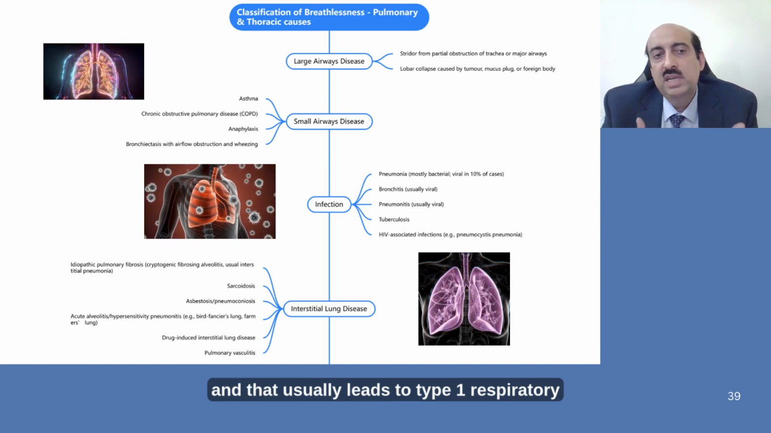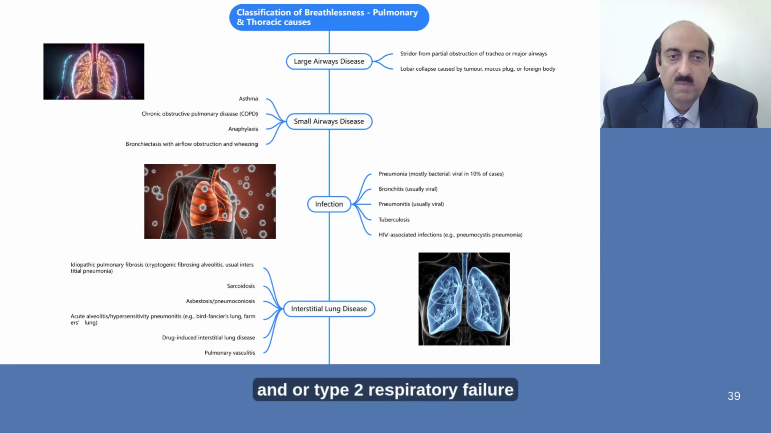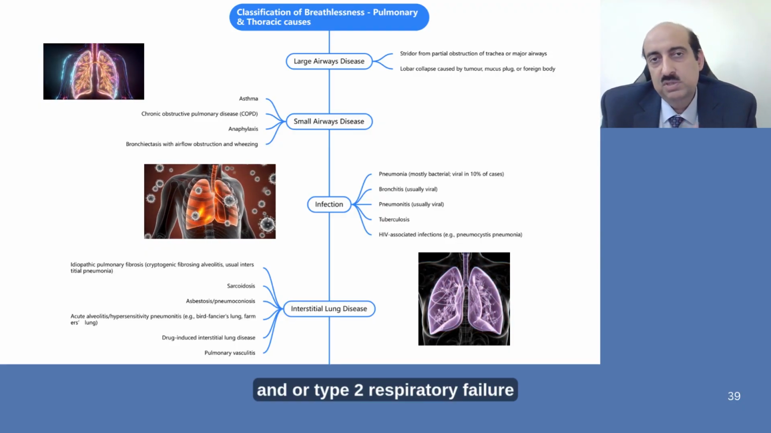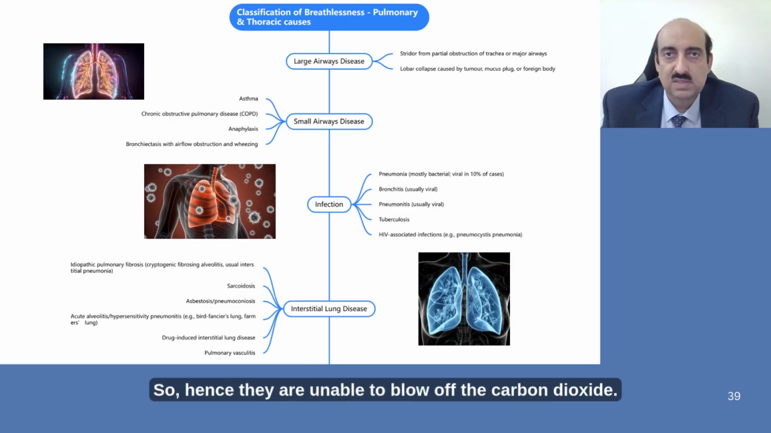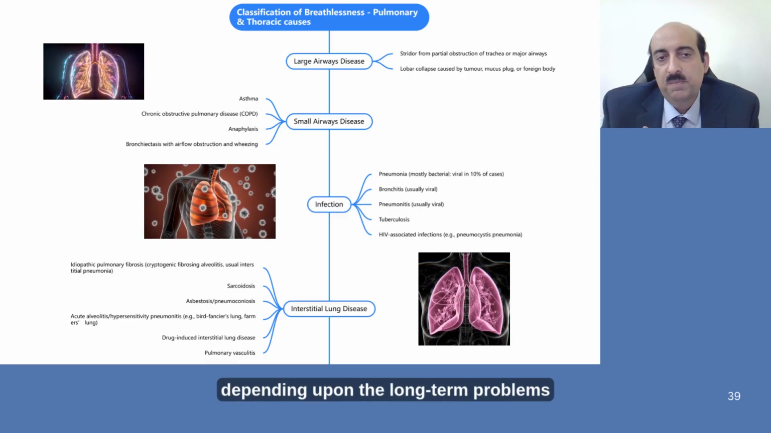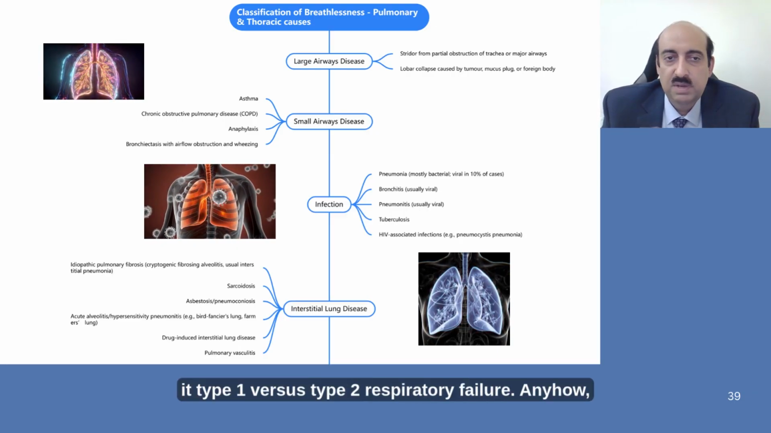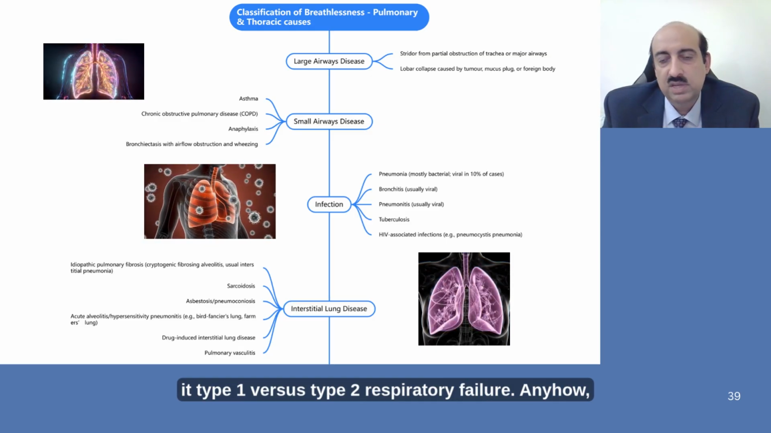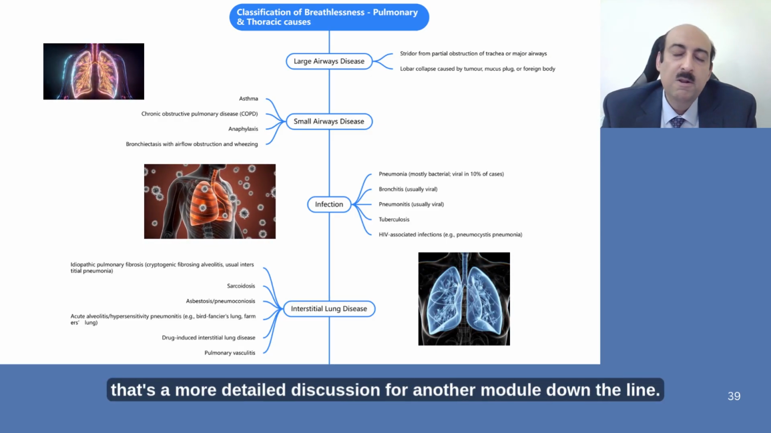And that usually leads to type 1 respiratory failure in acute asthma, where oxygenation is a problem, and/or type 2 respiratory failure in conditions like COPD, where the ventilation is a problem. So hence they are unable to blow off the carbon dioxide. Again, depending upon the long-term problems of COPD or asthma, it can be type 1 versus type 2 respiratory failure. Anyhow, that's a more detailed discussion for another module down the line.